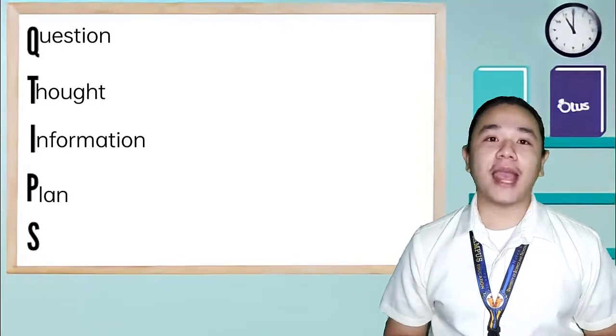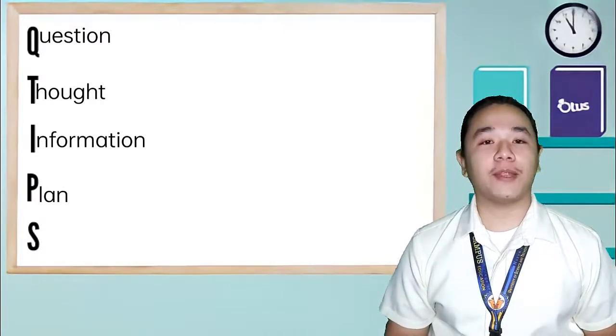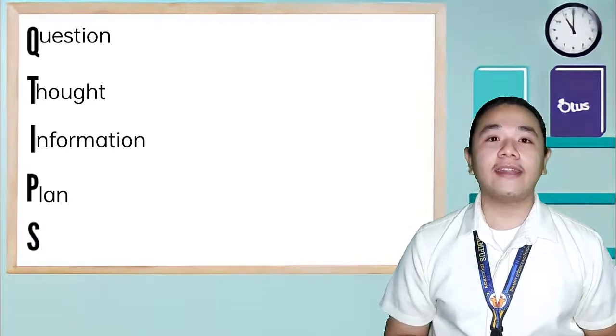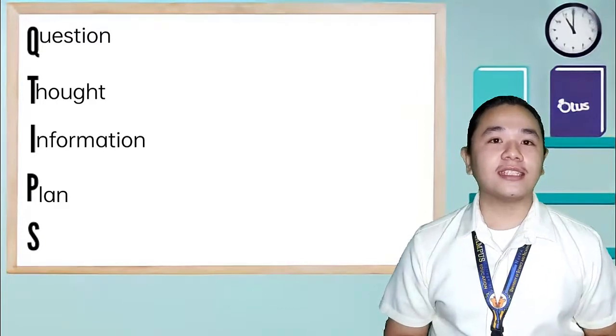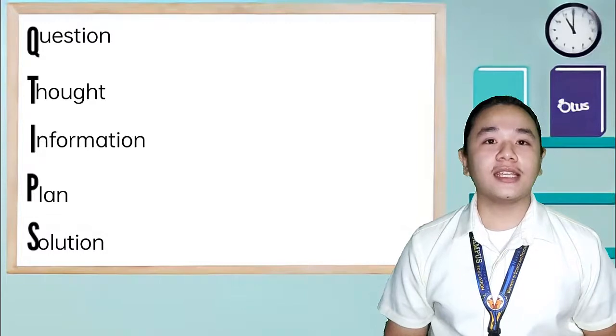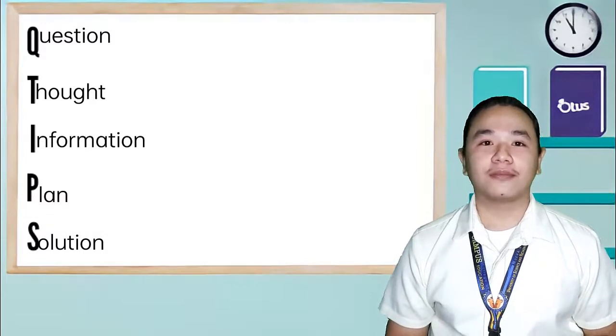P stands for plan. This is how you solve the given problem. And last is S. It stands for solution. This is the solution to your plan. Is that clear?